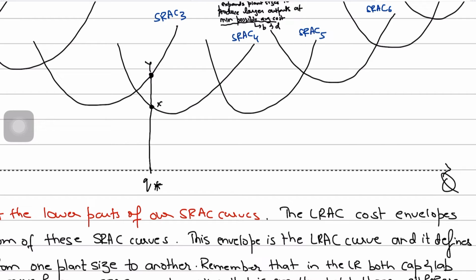But of course, the firm would use the amount. But the thing is that a rational producer would use the amount and the level of capital that is associated with SRAC 4, right? Because the average cost of producing Q star units at SRAC 4 is lower, right? So hence the average cost of producing Q star units would be much lower.